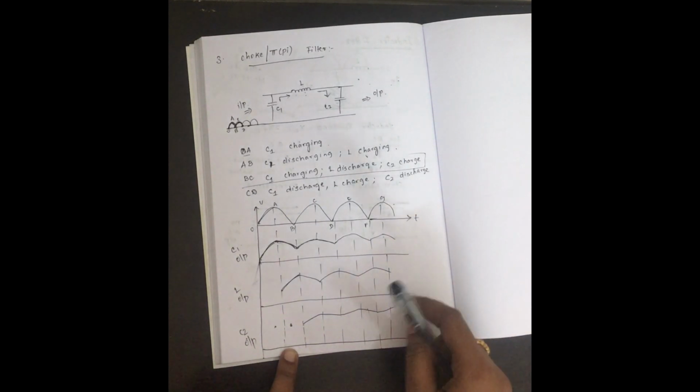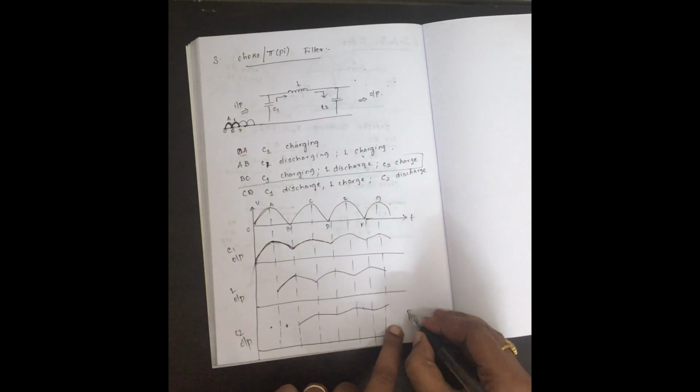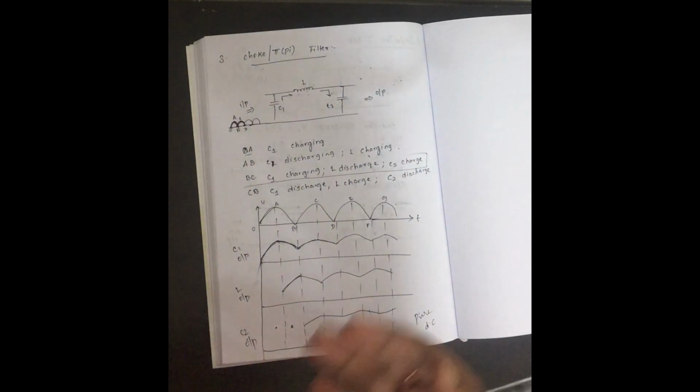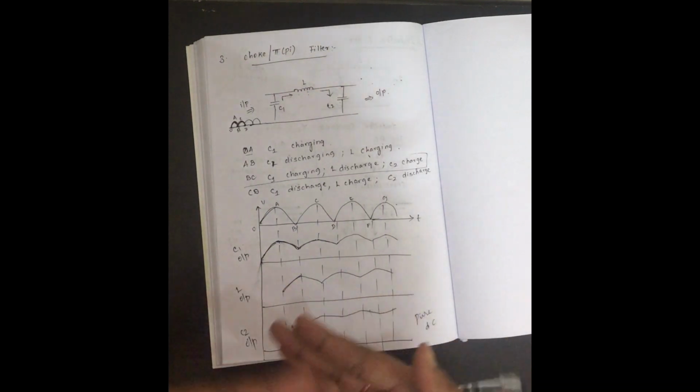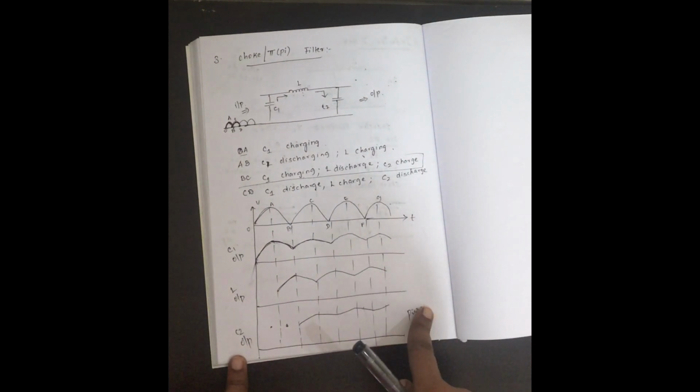So if you see, the AC signal is now obtained as pure DC signal. Not pure, but still, repeatedly following this process, you will get a pure DC signal. So that's the operation of choke filter.